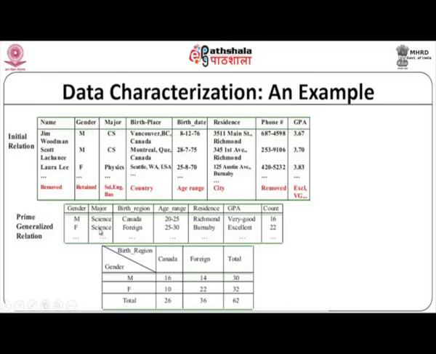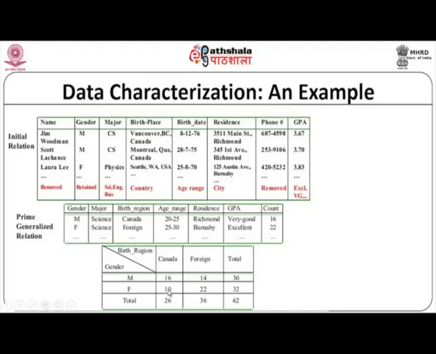So, I can take all the science related individuals and group them together. I can take all the engineering related individuals and group them together. Now, this generalized relation can be considered as an outcome of data characterization. Further, we can go down one more step.